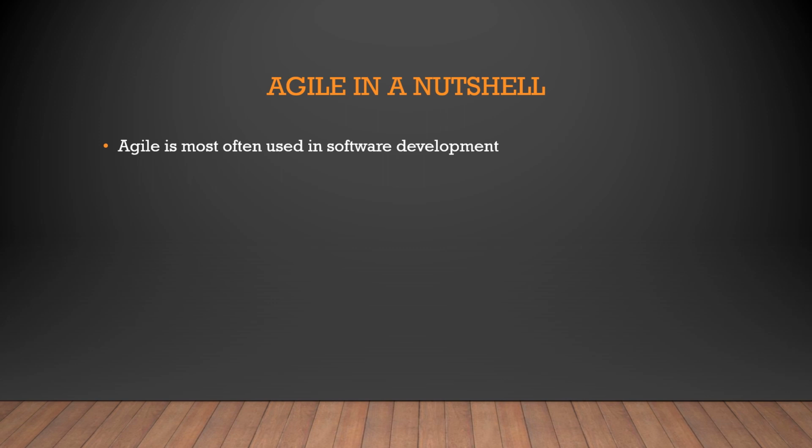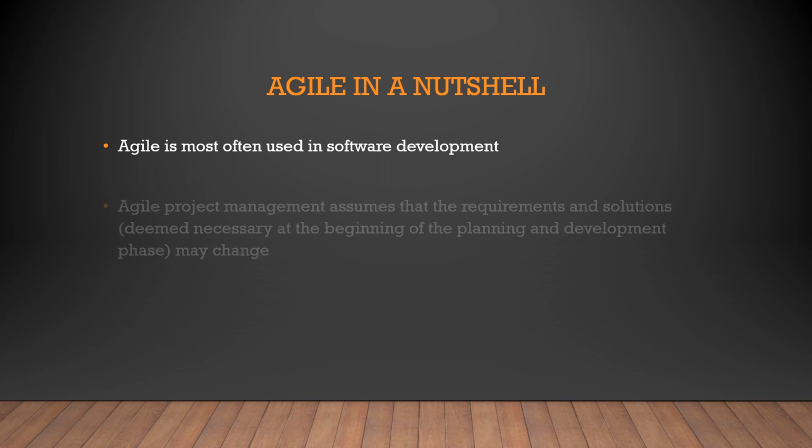Now, if it wasn't clear yet, Agile is most often used in software development only. So that's one thing to consider when we talk about PMBOK guide, when we talk about the PMP certification, when we talk about project management in general. We are not really talking just about the software industry, but Agile is most often used in software industry. So when you're talking about Agile, you're most likely talking about the software industry.